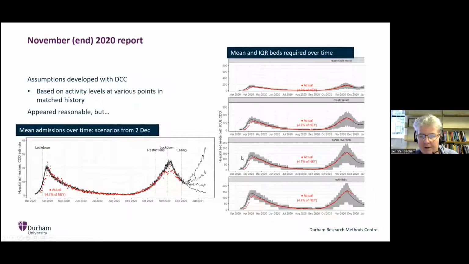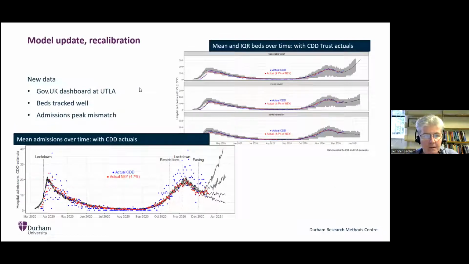And on the right here are hospital bed need projections, because they were actually much more concerned about bed use than they were about how many admissions. Then we got some much better data. We went down to the county level rather than just the region level, and that's what the blue dots are. You can see there's way more variability in those. The admissions were not that great, but the bed occupancy was still pretty good. So we didn't really update the model for that.